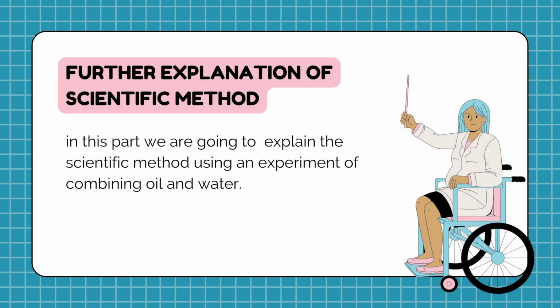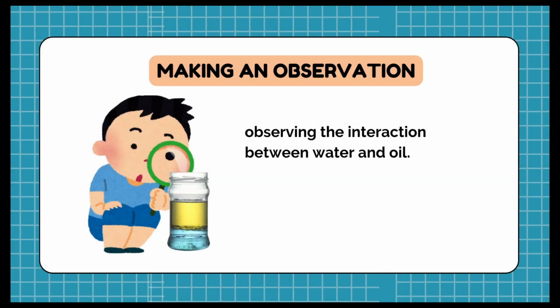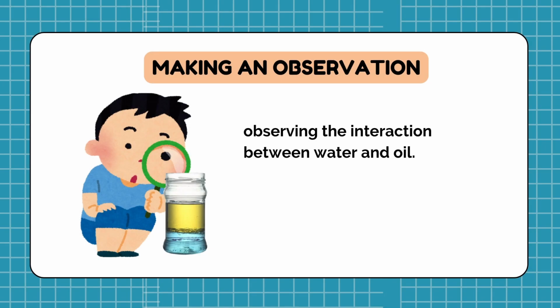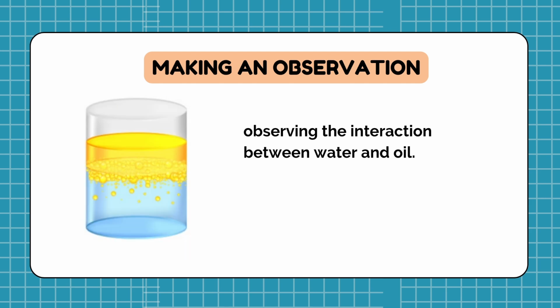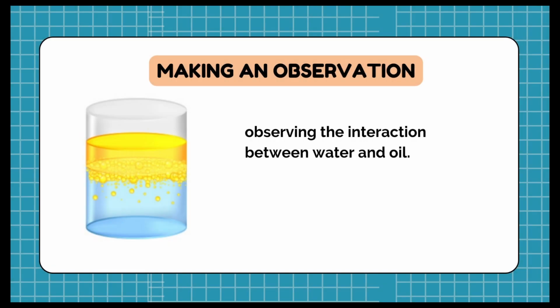To further comprehend the concept of each step of the scientific method, the process of combining water and oil is one example. First is the observation. We observe that when we add the oil to the water, they do not mix together, even if we stir it hard. Instead, the oil created a layer on the surface of the water.